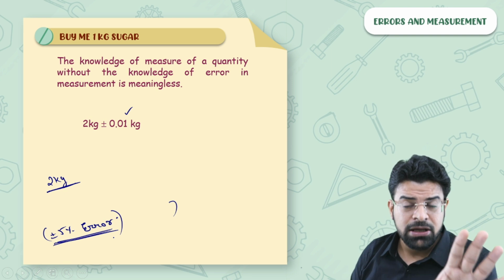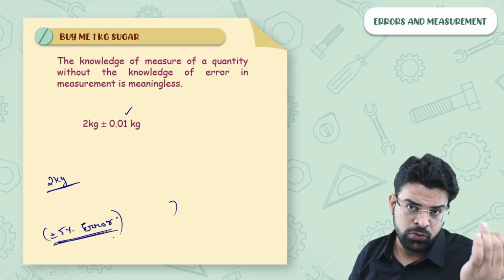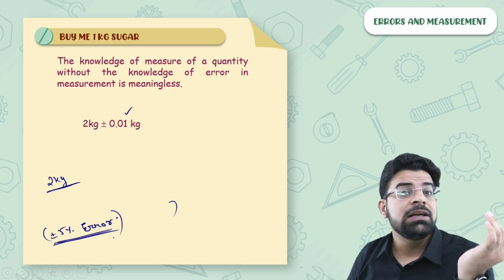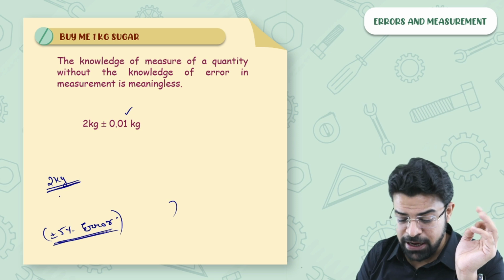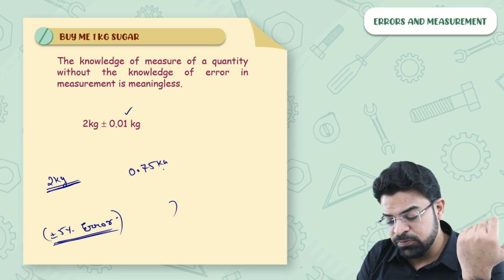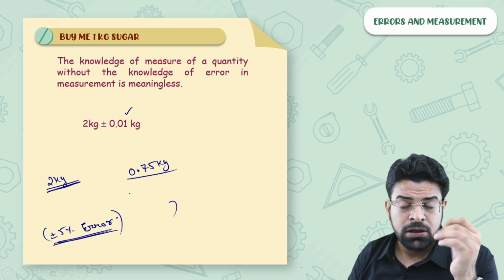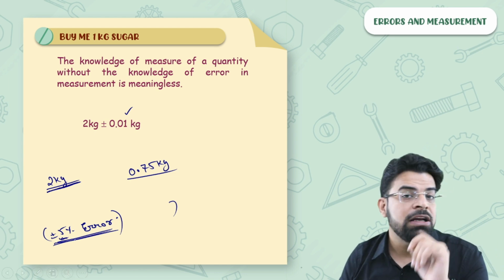It means that within this packet, you can have up to 5% more than 2 kg or up to 5% less than 2 kg. It won't happen that you bought this packet and it has only 0.75 kg of content. The range of error in what they have mentioned will be at most plus minus 5%.